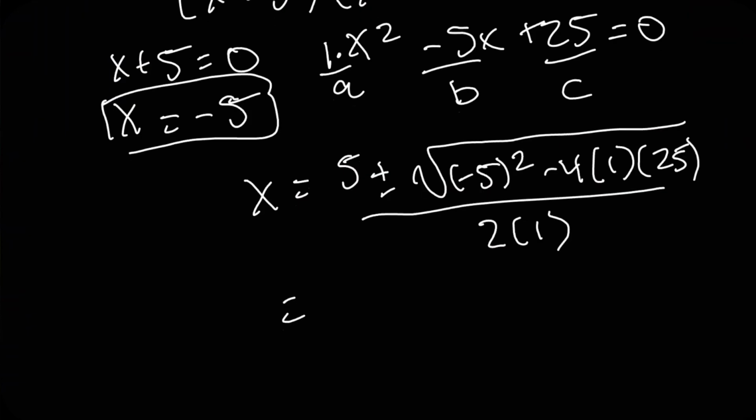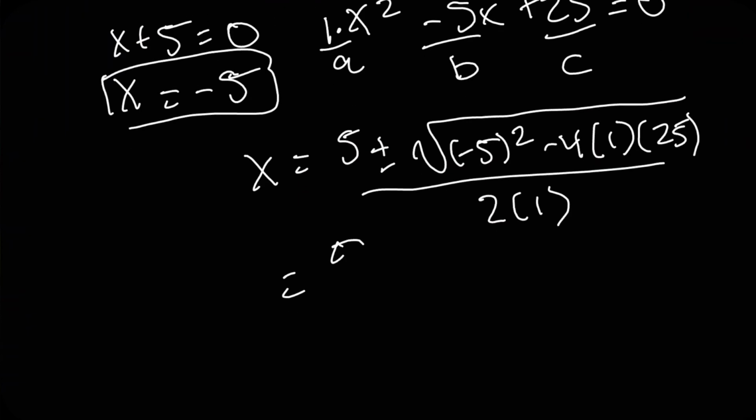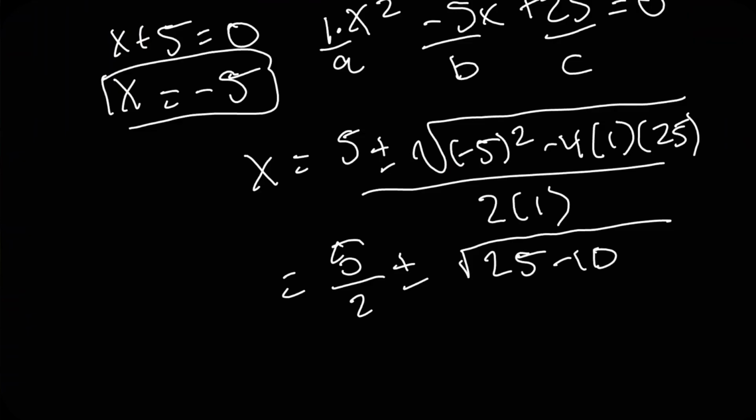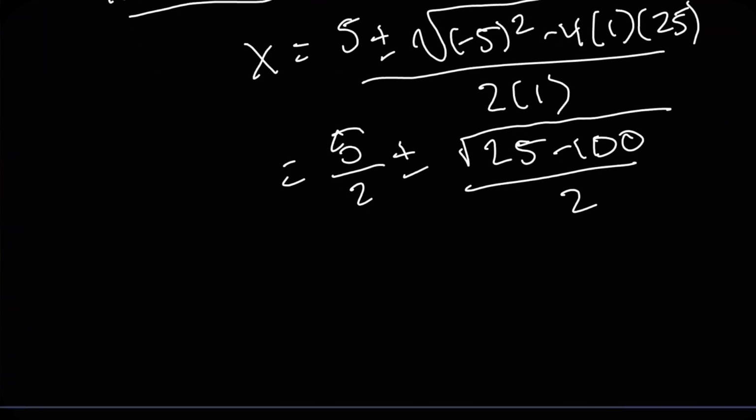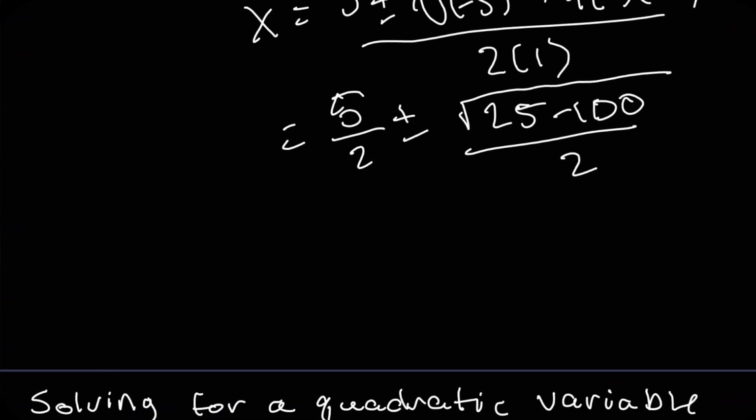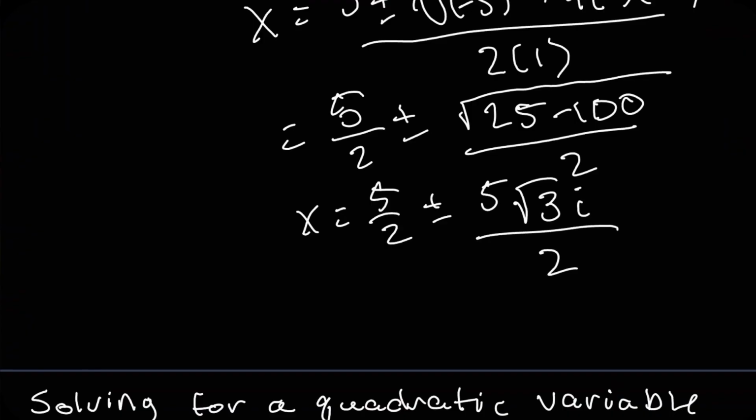And simplifying this, we are left with 5 divided by 2, plus or minus the square root of 25 minus 100, all divided by 2, and we're going to have a negative underneath our square root, so we do need to simplify that one as well. x will be equal to 5 divided by 2, plus or minus 5 square root of 3i, all divided by 2. And that's going to be our final solution.